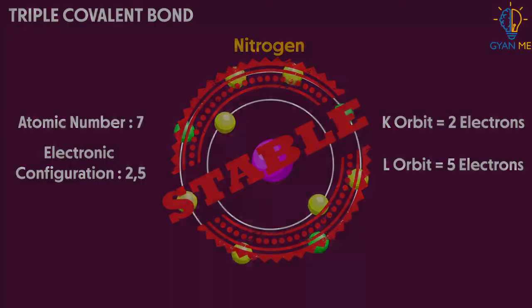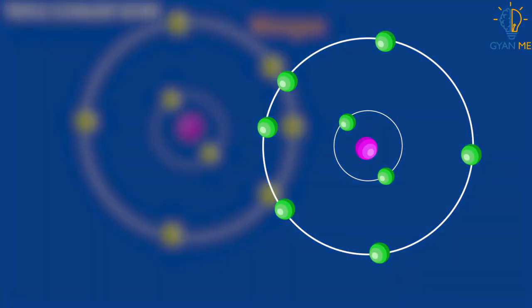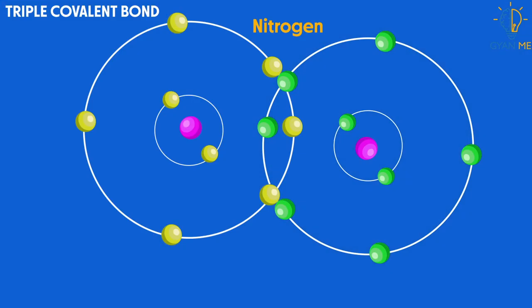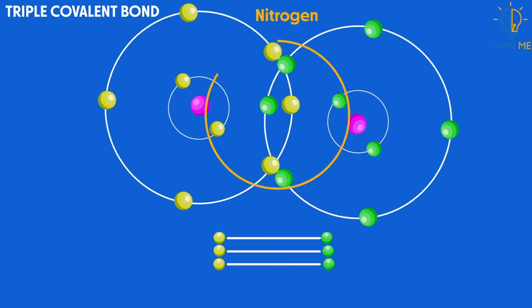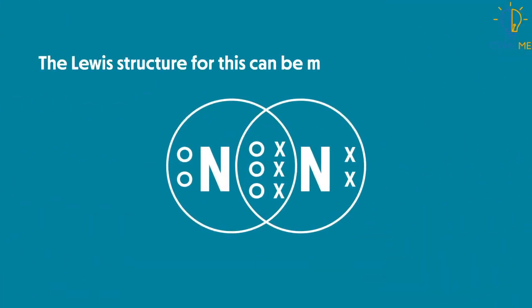So, let us see how the nitrogen atom does that. Now, let us bring another nitrogen atom here. This atom also requires 3 electrons. So both these atoms share their 3 electrons and form a covalent bond. And what kind of bond is this? Correct, a triple covalent bond. This is because 3 pairs of electrons are shared. Again, the Lewis structure for this can be made as you can see here.